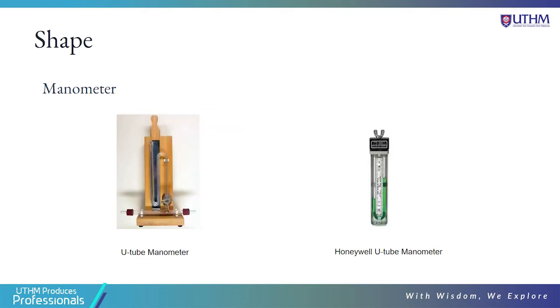Moving on to the shape of the manometer, we can see that there are U-tube manometers in the slide, and both of them are U-tube manometers. The only difference is the company, which is the Honeywell U-tube manometer. A manometer can be open-ended, closed-ended, or digital. An open-ended manometer is filled with a liquid like water or mercury, and the tube is U-shaped. Both tops of the U-shaped tube can be uncovered so that the atmospheric gases apply pressure to each side.